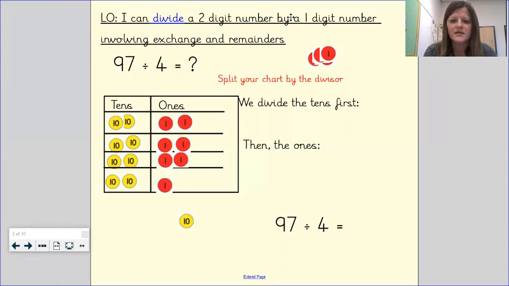So in total, it will make 17 ones. So let's fill out here to help us. We've got 80 shared into 4, which leaves 20.